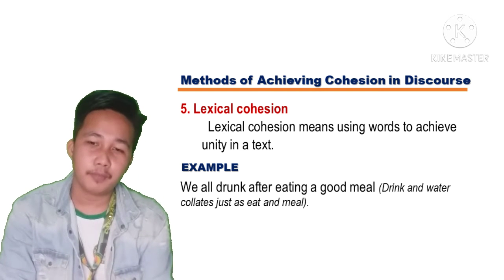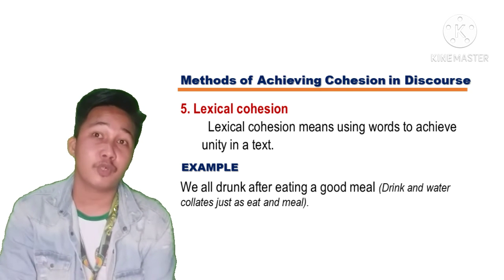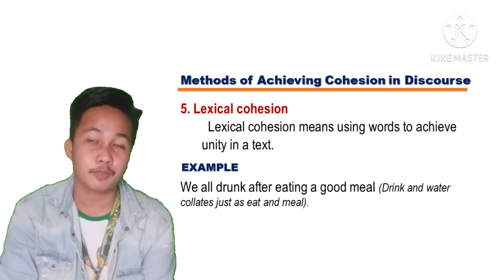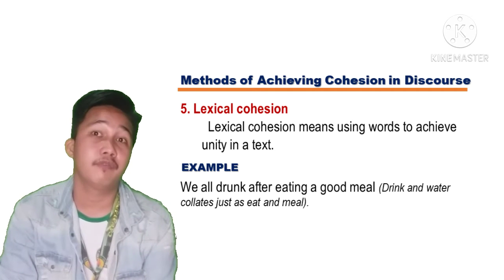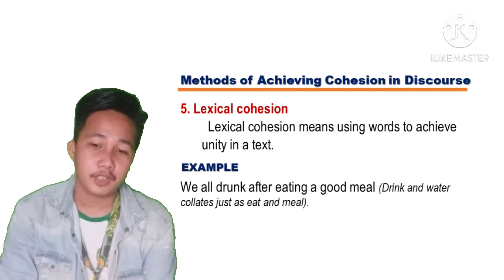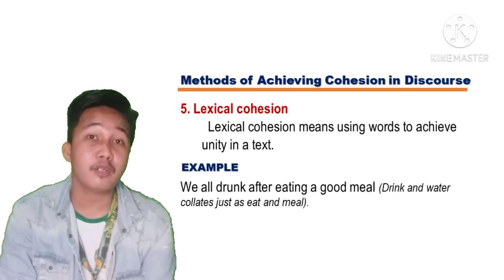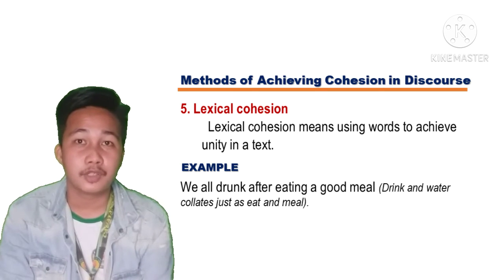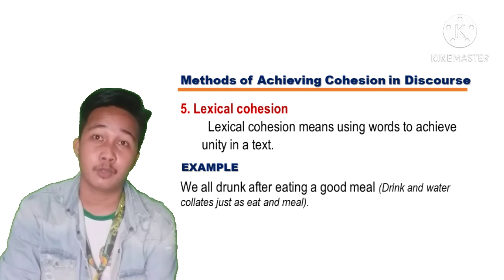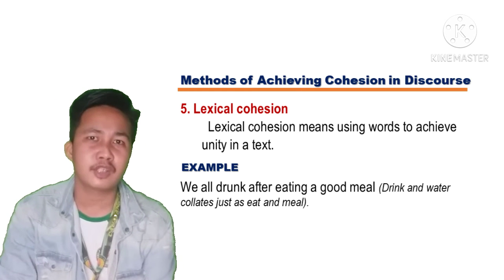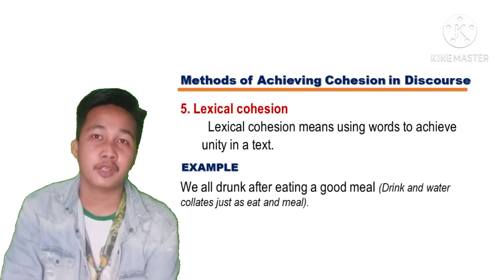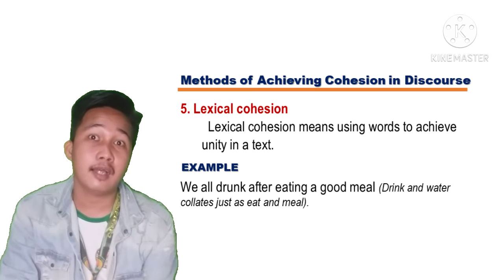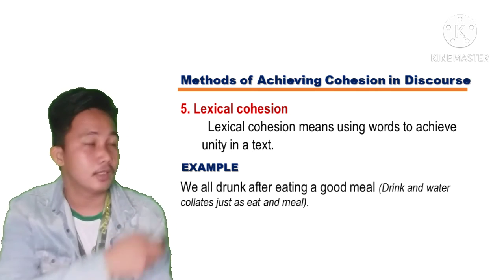Number 5 under methods of achieving cohesion in this course is lexical cohesion. This means using words to achieve unity in a text. For example, we all drank after eating a good meal. Drink and water collocate just as eat and meal. So it's an order. Let's go deeper with lexical cohesion because it still has 4 varieties.